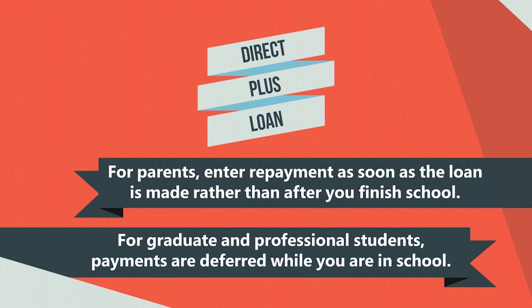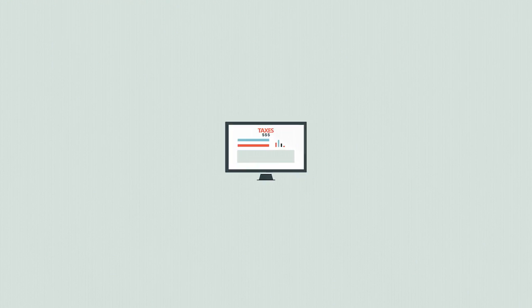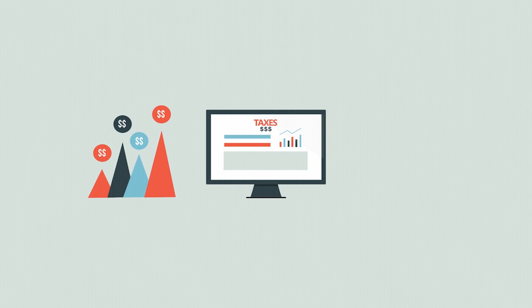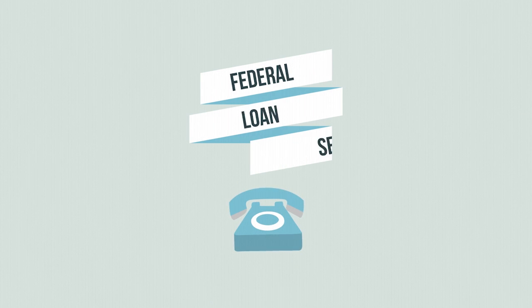There are a number of other benefits to some federal loans. The interest may be tax deductible. Federal repayment plans may be more flexible or forgiving than other loan products, and loan consolidation could make repayment easier. To learn more about these features, talk to your federal loan servicer.